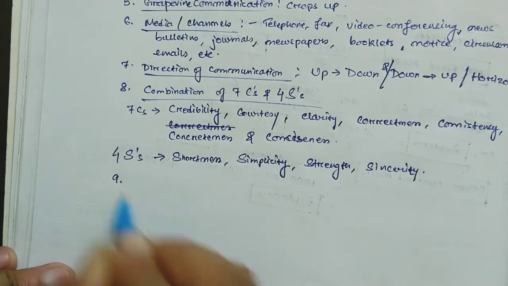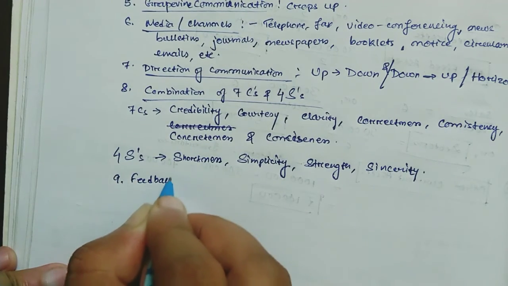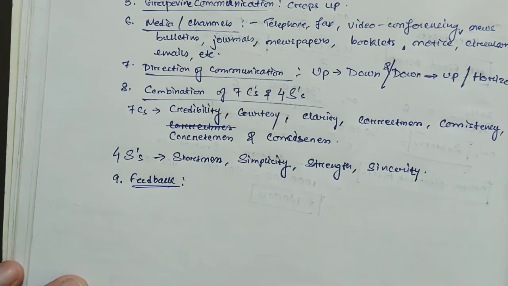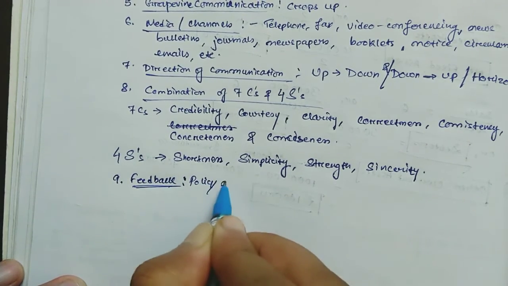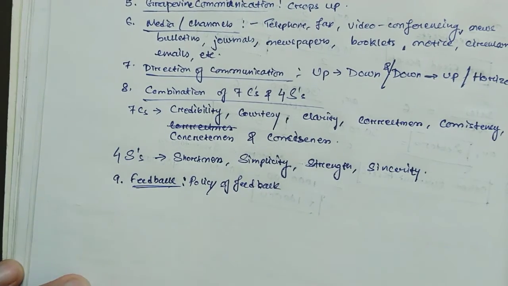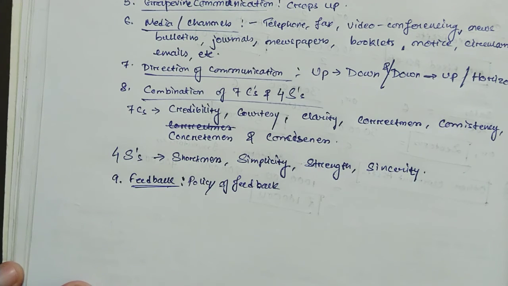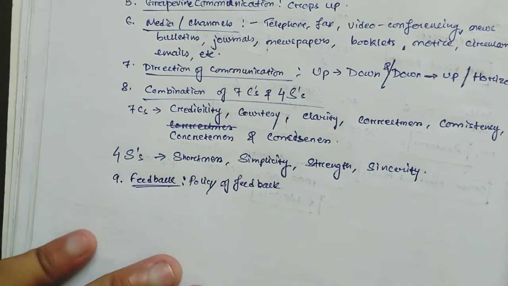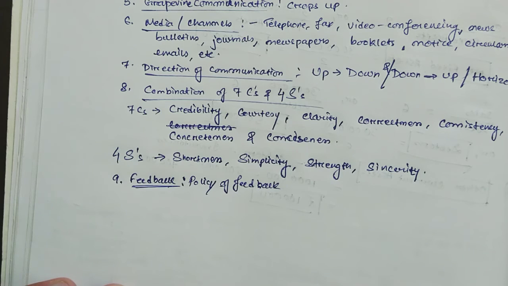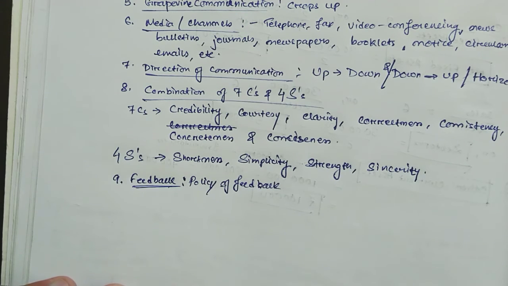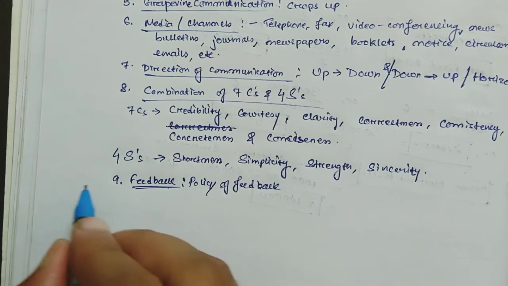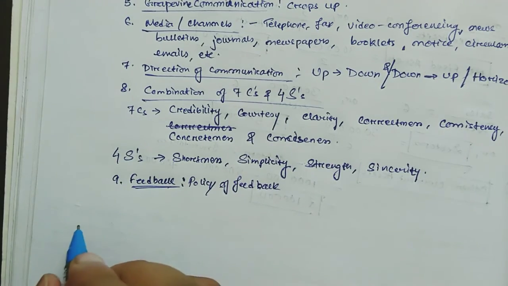Now next point, feedback. Feedback is an important characteristic of corporate communication. Why? Because only through feedback will the sender know that the receiver has received the message and understood it. So there can be a policy of feedback which mandates the recipient to get back to the sender with proper feedback, to understand that the receiver has received the message timely, understood it, and that the action is also taken timely. That's why feedback is a crucial characteristic of corporate communication.